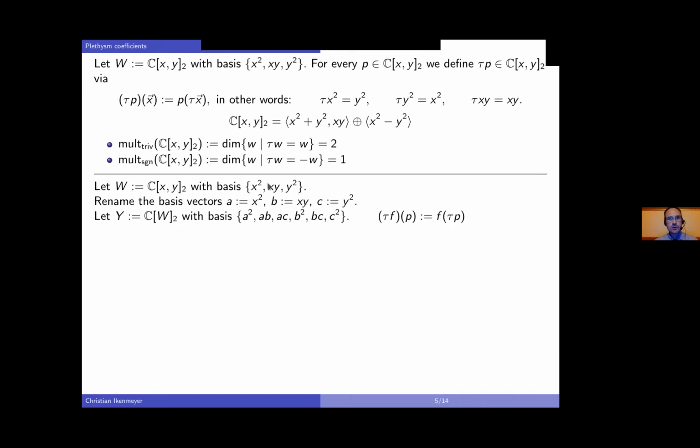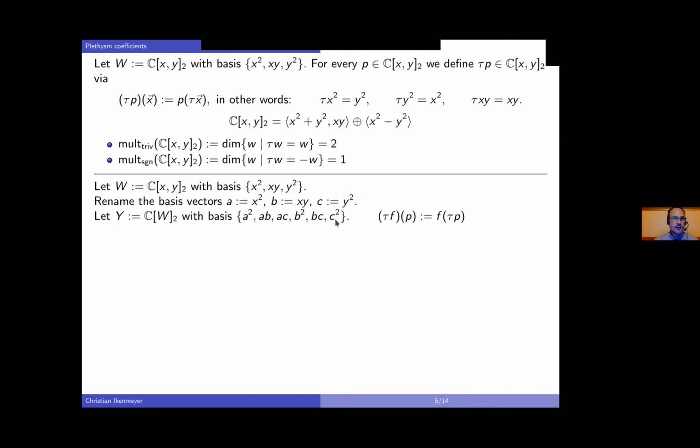We know how tau acts on that vector space. So we rename the basis vectors and say x squared is now called A, xy is called B, and y squared is called C. The basis vectors are called like this. And we define a new space Y. Y should be the homogeneous degree 2 polynomials in the variables A, B, and C. So this is the basis here. It's a 6-dimensional vector space.